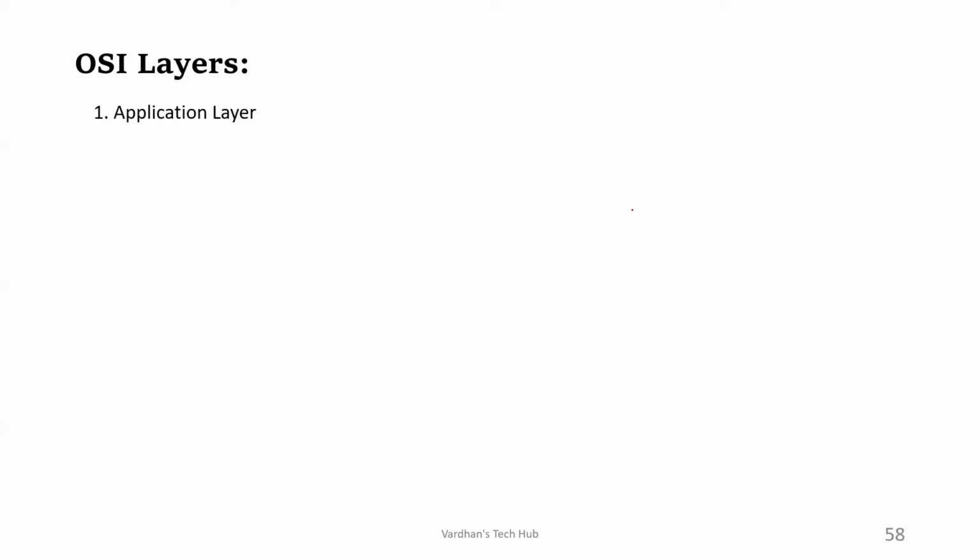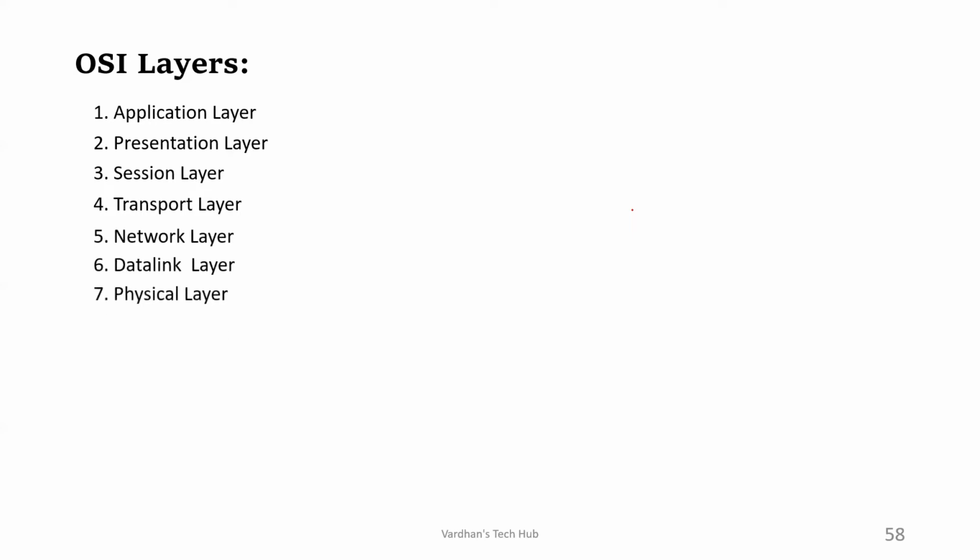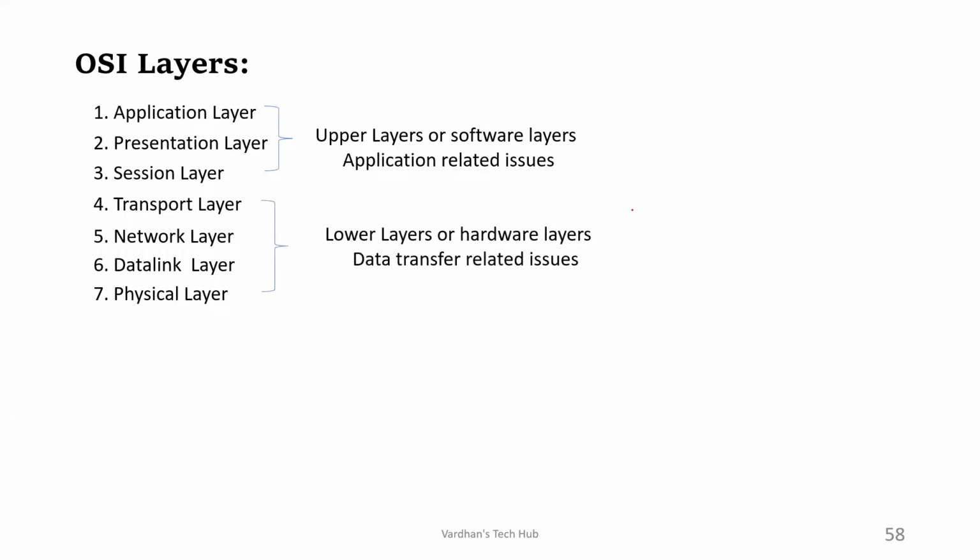As I mentioned, the OSI model has 7 layers, starting from the application layer, presentation layer, session layer, transport layer, network layer, data link layer, and the last one is the physical layer. The first 3 layers we call upper layers or software layers, and the last 4 layers are lower layers or hardware layers. The first 3 layers deal with application related issues, but the last 4 layers deal with data transfer related issues. We'll discuss in detail what the application layer does, what the presentation layer does, and so on, one by one.